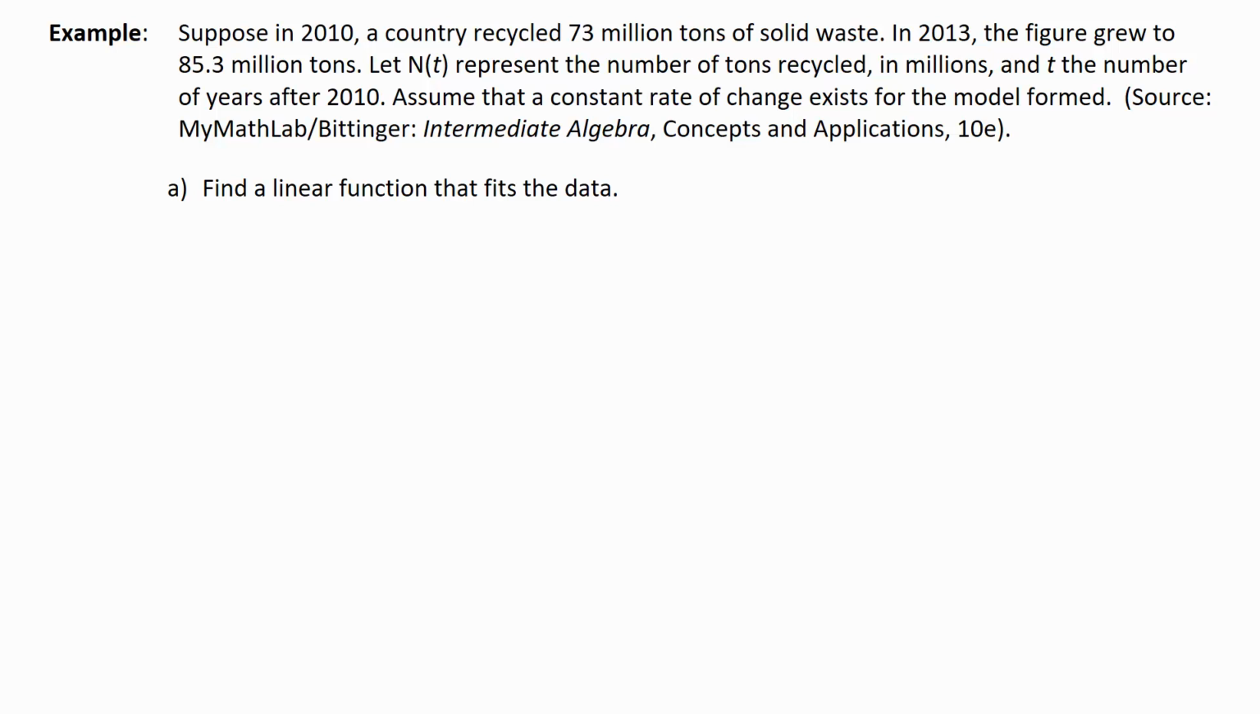In this example, we look at an application. Suppose in 2010, a country recycled 73 million tons of solid waste. In 2013, the figure grew to 85.3 million tons. Let N of T represent the number of tons recycled in millions, and T the number of years after the year 2010. Assume that a constant rate of change exists for the model formed. That just means the slope is going to stay the same from year to year.